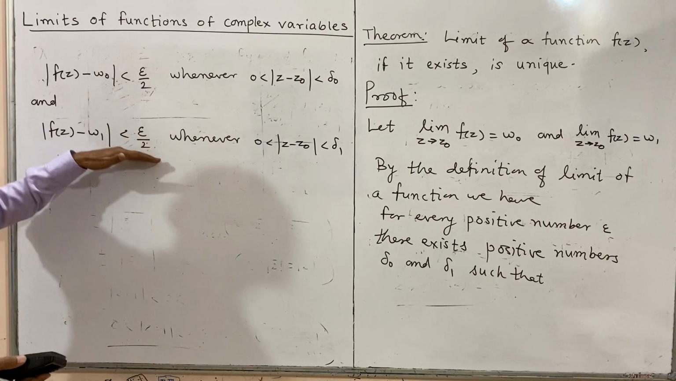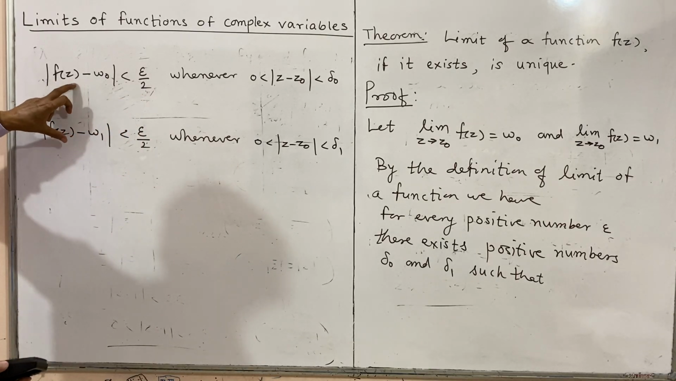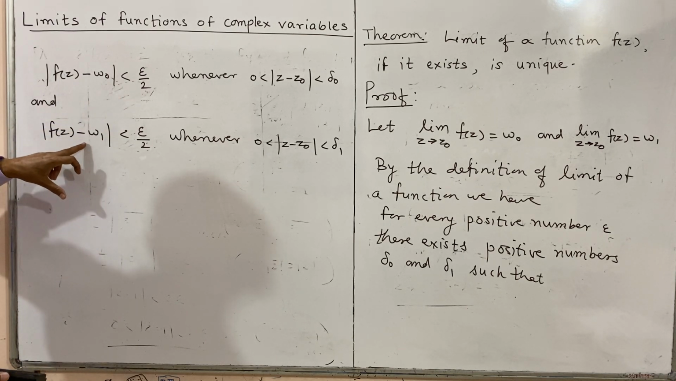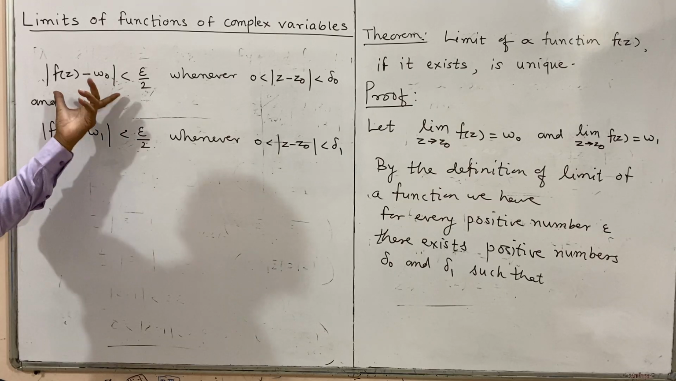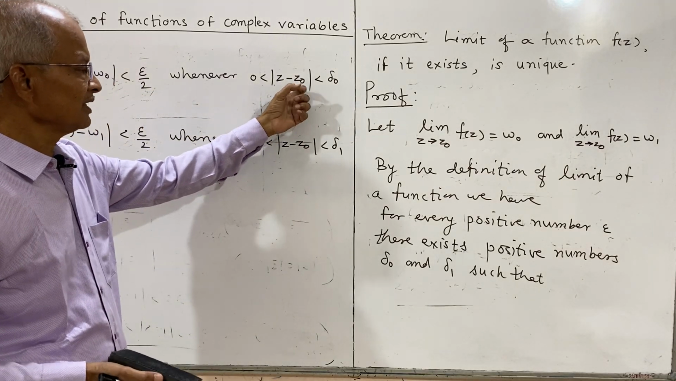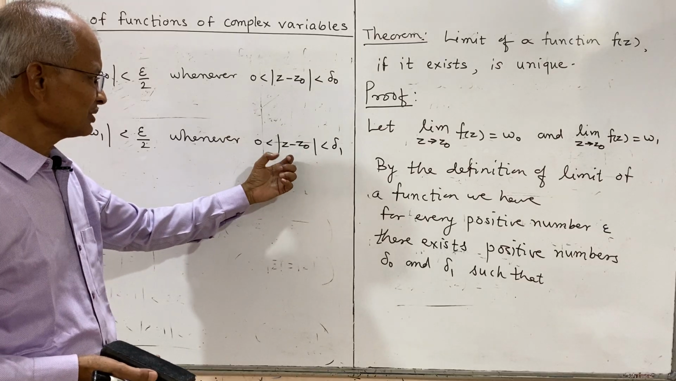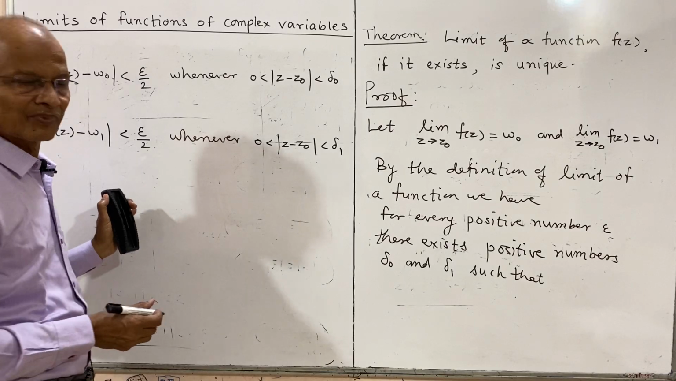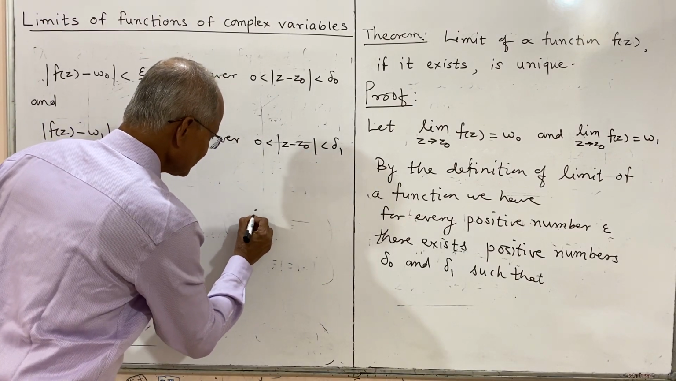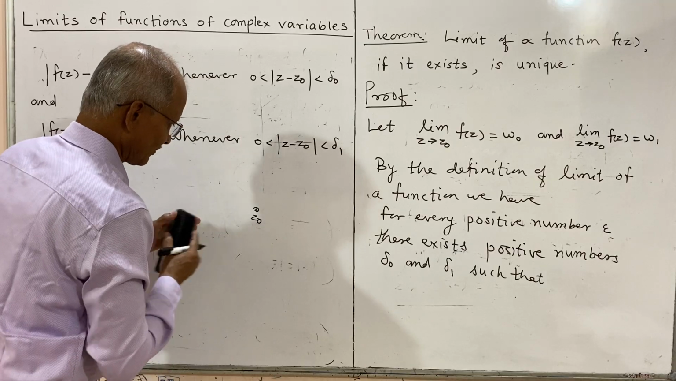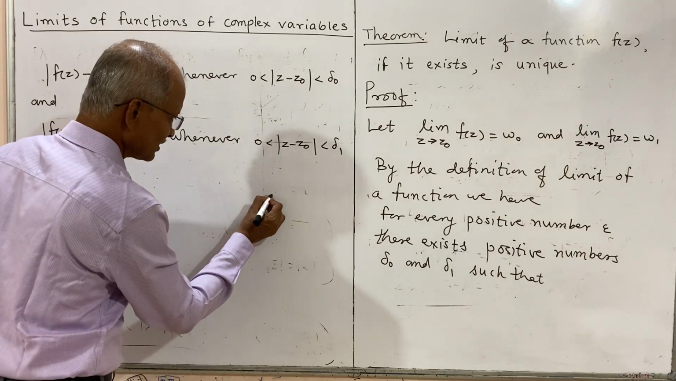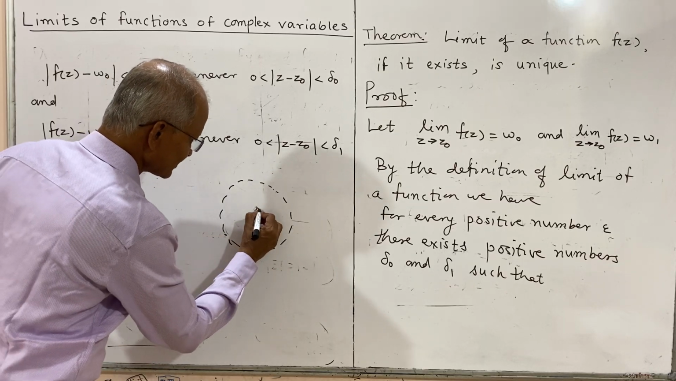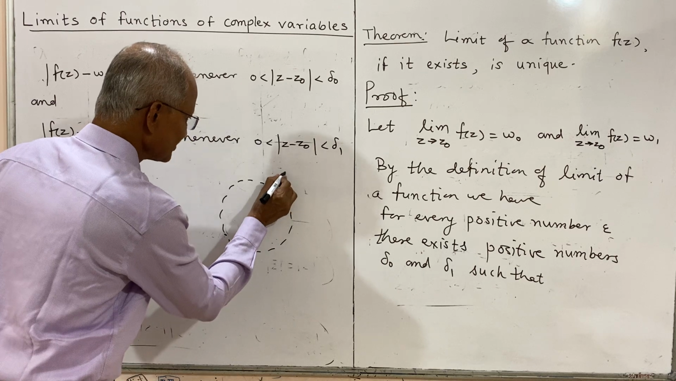Now, when both conditions hold, that is, mod of f of z minus w naught is less than epsilon, and mod f z minus w1 is less than epsilon. This holds when z is within delta naught distance, and this holds when z is within delta 1 distance from z naught, and both will hold for which value? See, z naught is the deleted neighborhood, and suppose this is delta naught, the distance, and suppose this is delta 1.